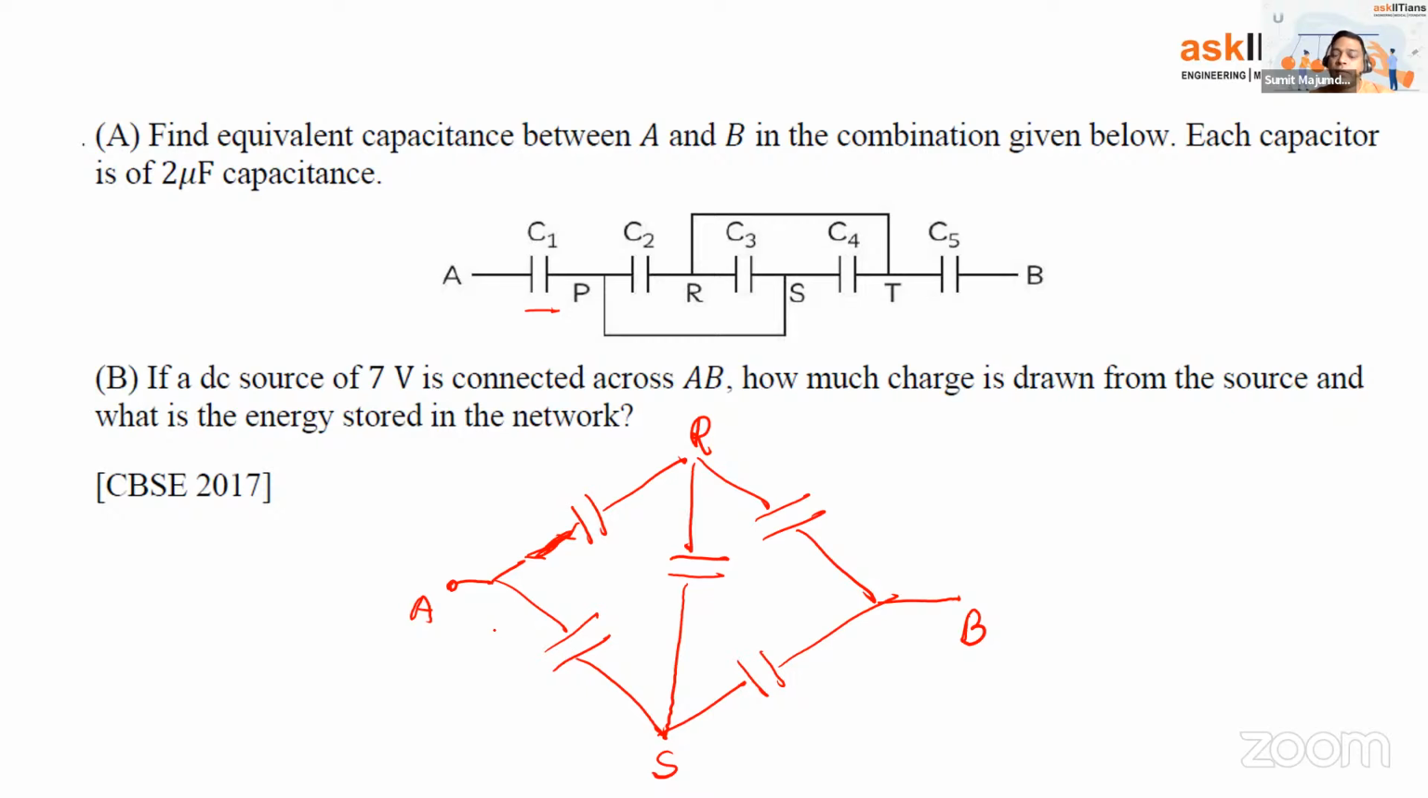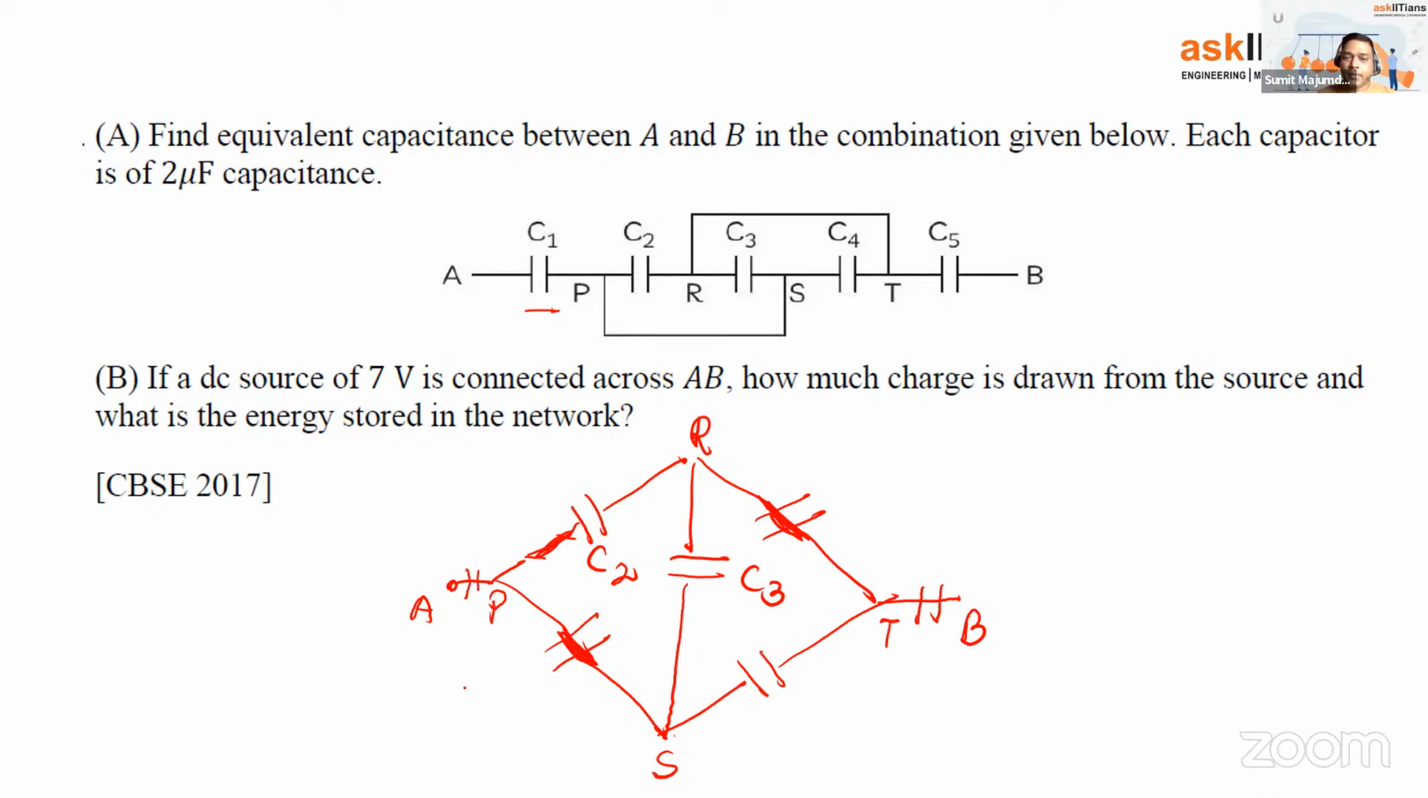then we need to also figure out where are the points P and T. So let's say this is P, this is T. Now let's do it further. Between P and R, you have C2. Between R and S, you have C3. Between R and T, there is no capacitance. So this is joined. Nothing is here. Similarly, between P and S, it is joined. No capacitance.